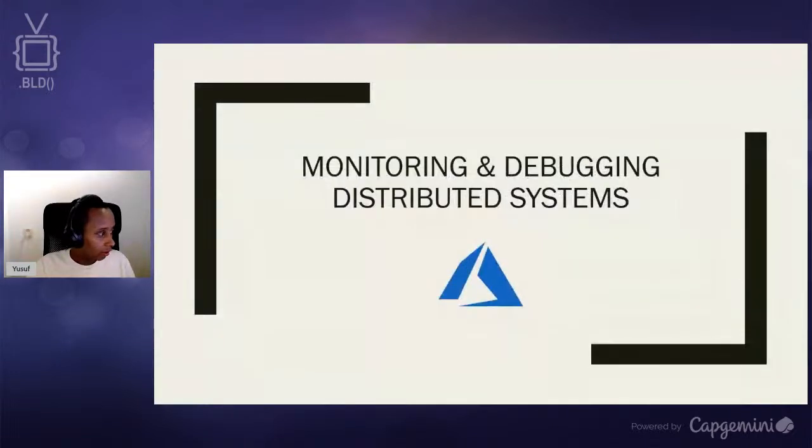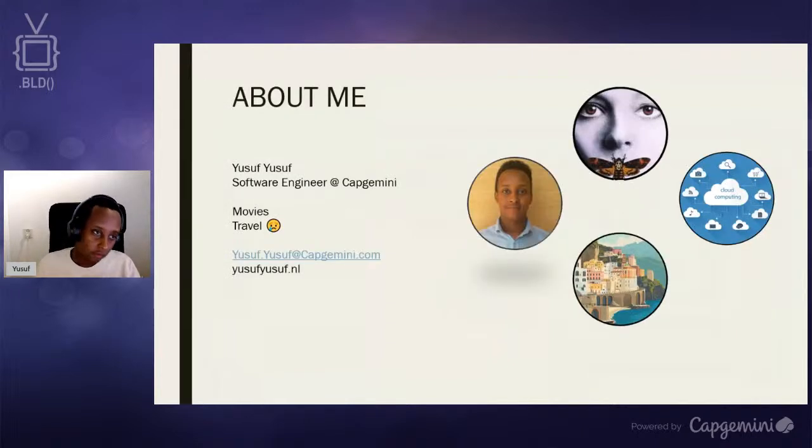So let's get started. Good evening, everyone. Welcome to my session about monitoring and debugging distributed systems. First, let me tell you something about myself. My name is Yusuf. I'm a software engineer at Capgemini for the last almost 3 years. I like to watch movies. I'm a big fan of thrillers. I love traveling. Lately, it's not possible, but hopefully that will be an option again. For more information about me or the projects I worked on, you can find it at my website, yusuf.nl.